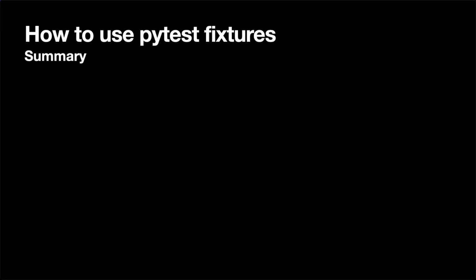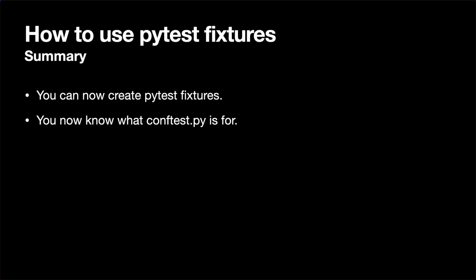In this video, I've explained how to use Pytest fixtures to initialize your test environment. We first looked at how to create a Pytest fixture. You can create a fixture by creating a function with the pytest.fixture decorator. You can use the same fixture in multiple test files if you define them in the file called conftest.py. You can also control the scope of fixtures by adding the scope argument.